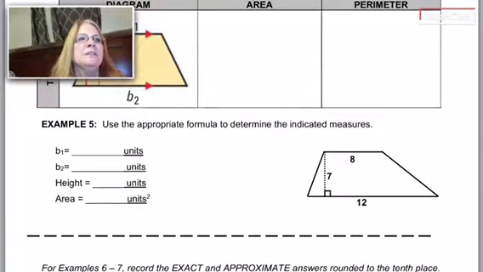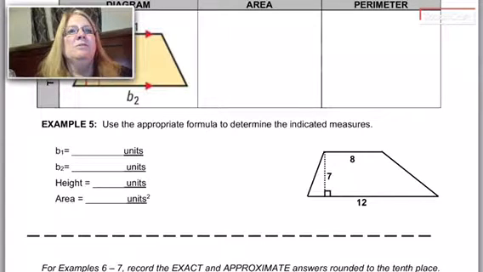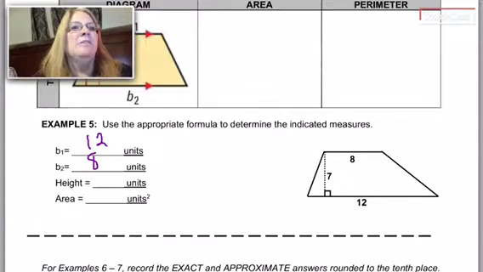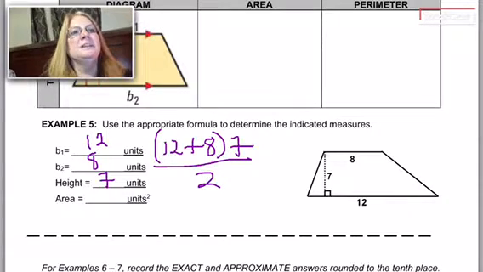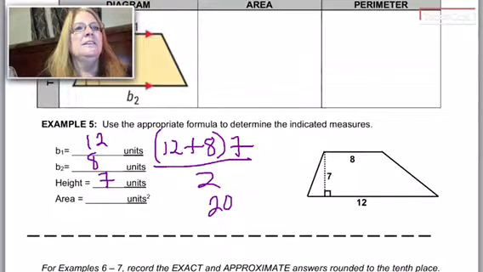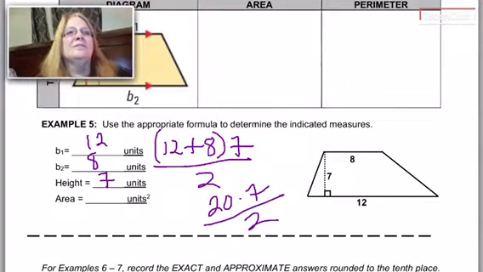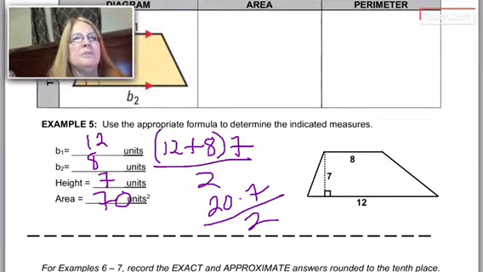Okay, here everything's given to us nicely. We have one of the bases is 12. We have one of the bases is 8. We have a height of 7. So we can just do 12, base 1, plus base 2, times our height divided by 2. 12 plus 8 is 20, so that gives us 20 times 7 divided by 2, or 70. Okay, that one's pretty straightforward.